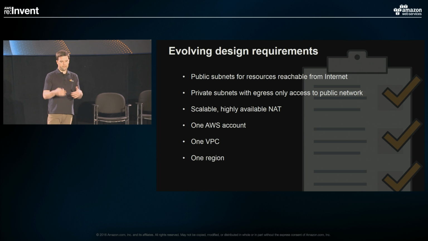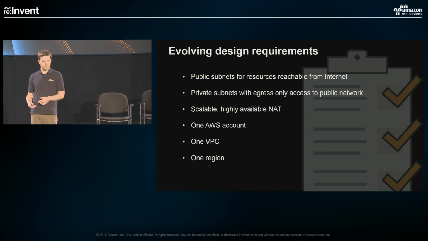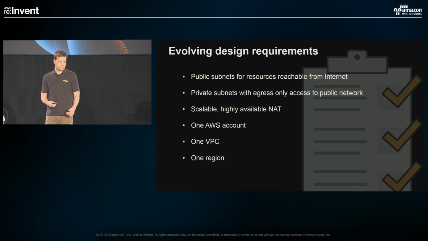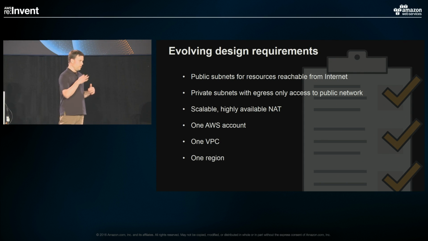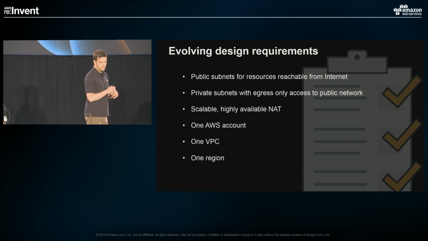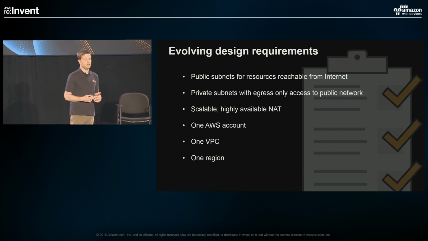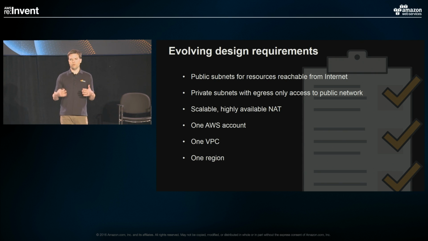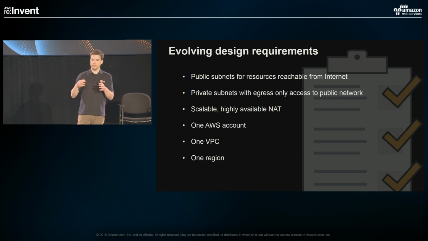So this is a first set of requirements. We're going to go through a number of these requirements as we go through our different designs. So this is the first one, where public subnets for resources are reachable from the internet. We have private subnets with egress-only access to public networks. We want scalable, available NAT, and for now we're dealing with just one AWS account, one region, and one VPC.